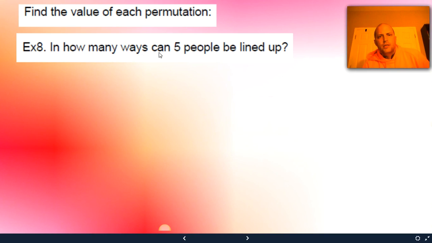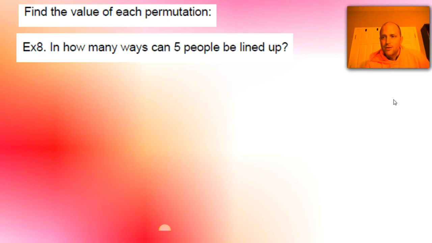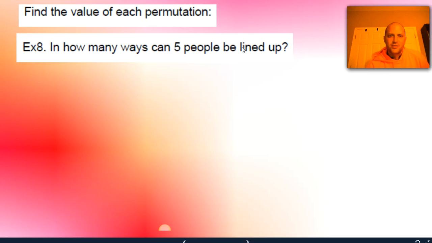So, question is, how many ways can 5 people be lined up? Is this a permutation or multiplication principle? Well, once you use somebody, you can't use them again, right? There's no clone here. This isn't Star Wars or something, okay?